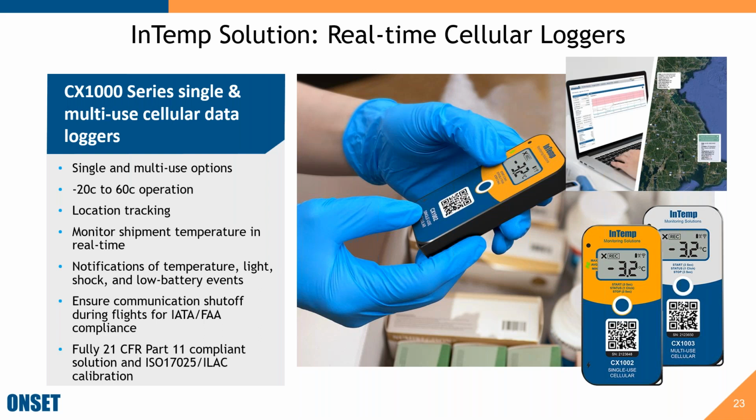Now there's cellular loggers. We have the CX1000 series, both single and multi-use options as well. You have an operating range of -20 to 60, so you're still getting the frozen to ambient range there. In addition to temperature, you're also able to monitor location in real time. And it has light, shock, and low battery events if that's important to you. It also has a sensor for acceleration and pressure. And if one or both of those get triggered, it shuts off the cellular communication, which is why it can be taken onto planes and why it's IATA and FAA compliant. Also, a fully 21 CFR Part 11 compliant solution, also ISO 17025 calibrated.